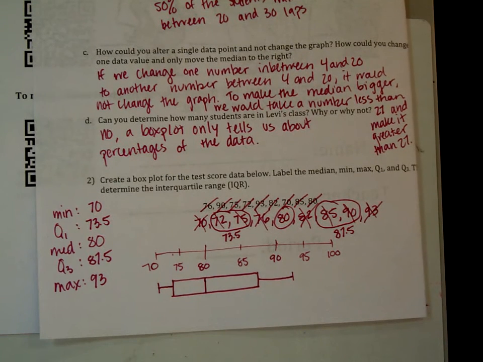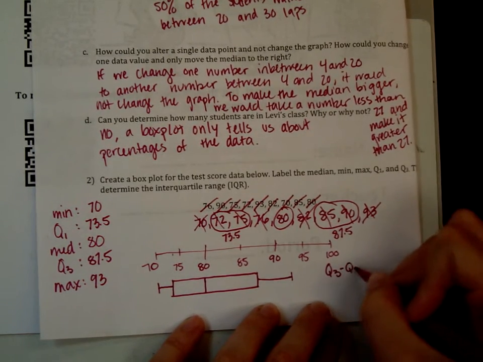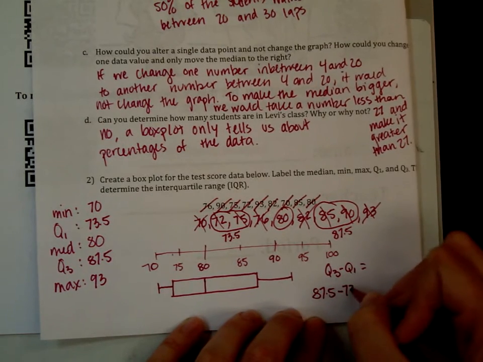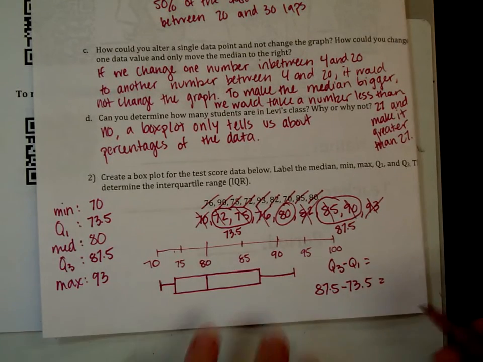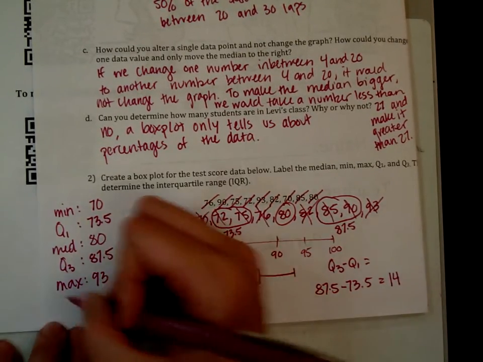Now to find the interquartile range, we need to do Q3 minus Q1, which equals 87.5 minus 73.5, which is 14. So the IQR equals 14.